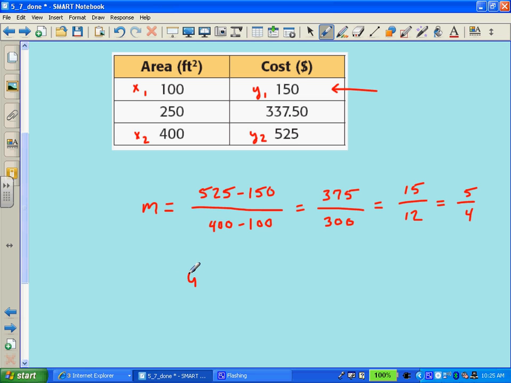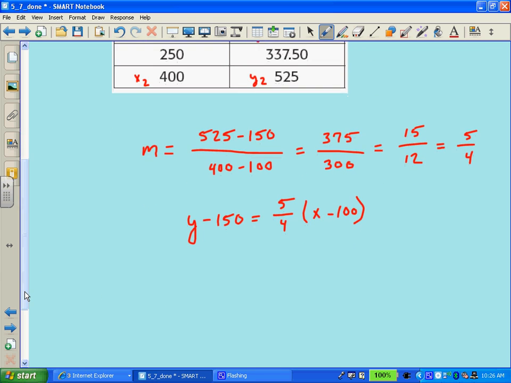Then I'm going to choose one point. Let's choose this top one and go to point slope form. So y minus 150 equals 5/4 times x minus 100. And then I need to go from point slope form to slope intercept form, so I have to distribute.